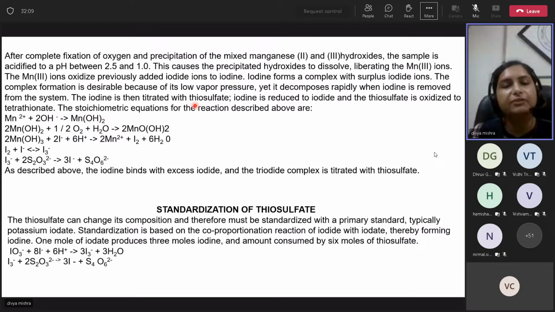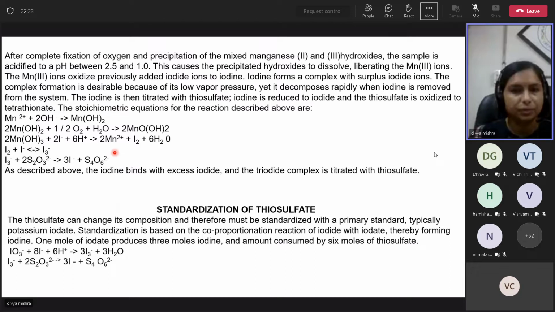This will further be titrated with thiosulfate. Okay, so with thiosulfate, your iodine will again be reduced to iodide, so you will get a color change from blue to colorless, and thiosulfate will be oxidized to give you tetrathionate, in this last step.